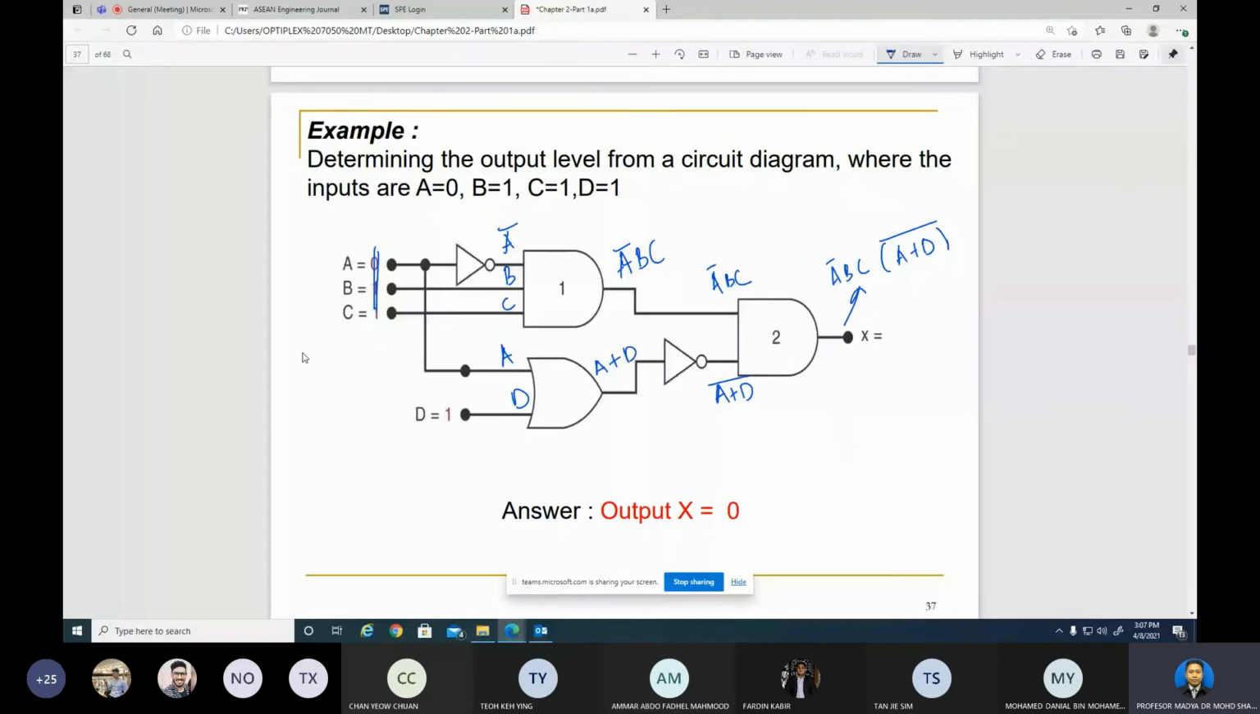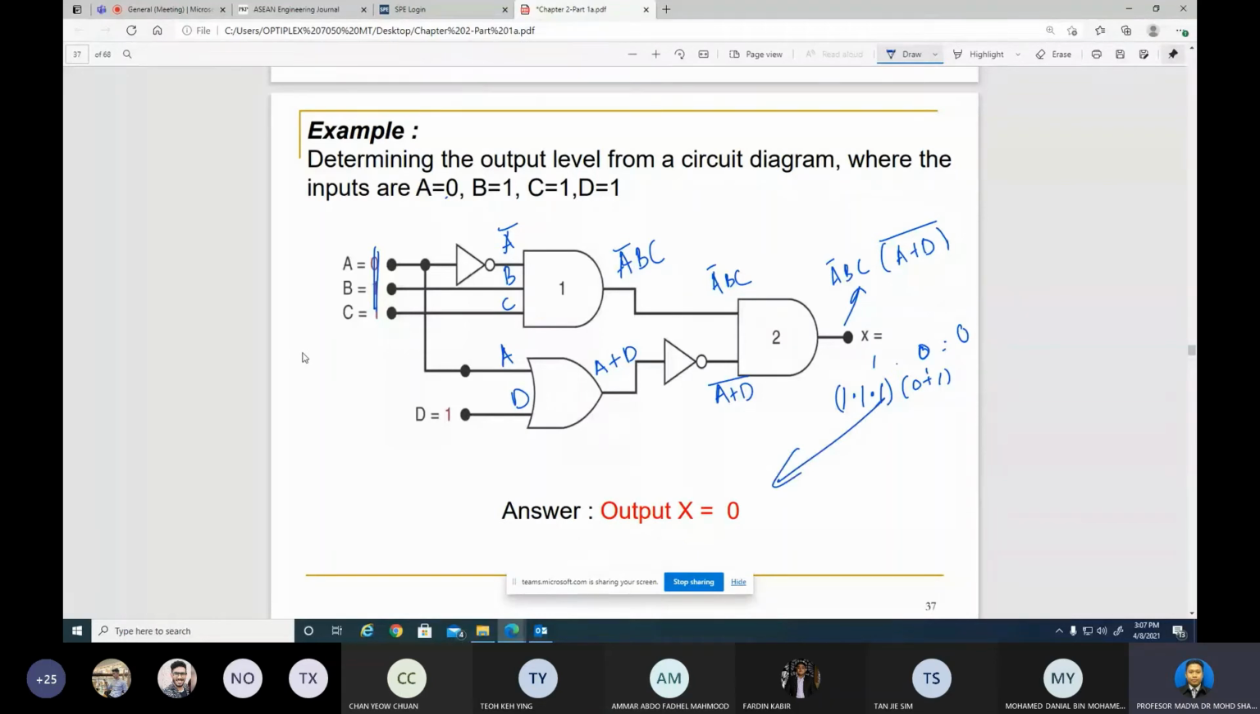Also from this one you can substitute the value. For example, A bar. What is the A bar? A is 0, so A bar will be 1. B is 1. C is 1. So this one will be 1. A is 0, plus D is 1. This is 0 plus 1, which is 1. Invert is 0. So 1 multiplied by 0. That's why the output is 0.